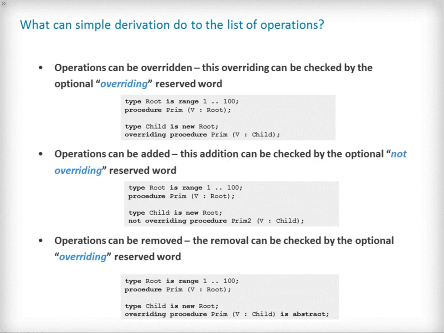A derived type can also add its own new primitive operation, and it is good practice to use the not overriding prefix ahead of any of these declarations. An example of this is shown here, where prim2 is a primitive operation of child but won't be a primitive operation of root. It is also possible for a derived type to specifically decide not to inherit primitive operations from its parent. This is done by again using the overriding prefix, but also ensuring the operation is declared as abstract.